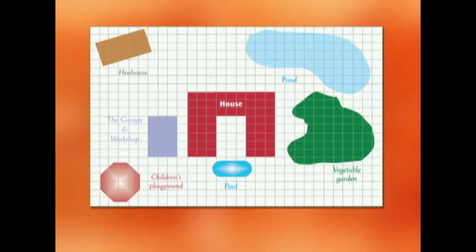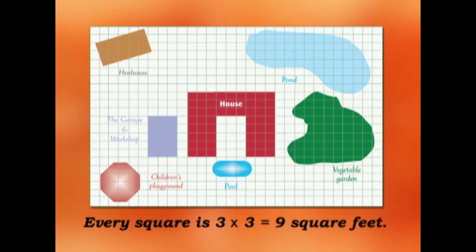Look at this picture of a farm. It's a rectangle. Every square is 3 by 3 feet, so every square is 9 square feet. All the different parts of the farm have different shapes.